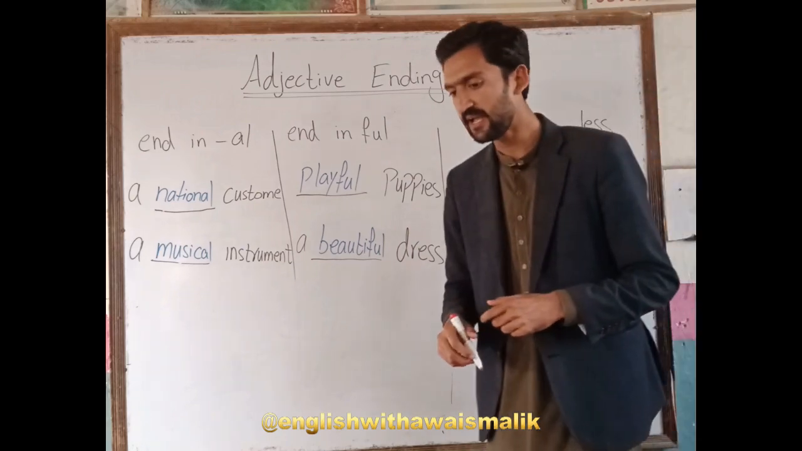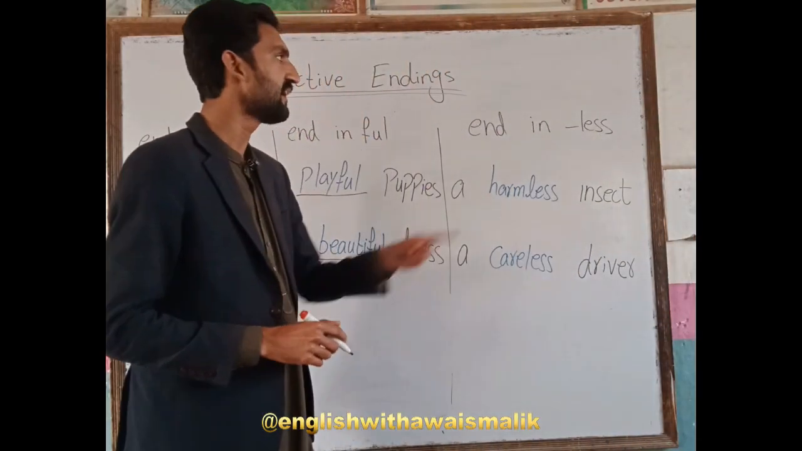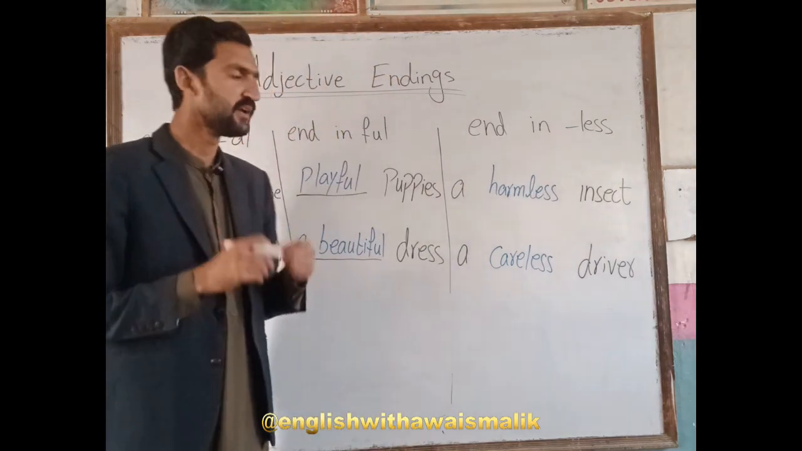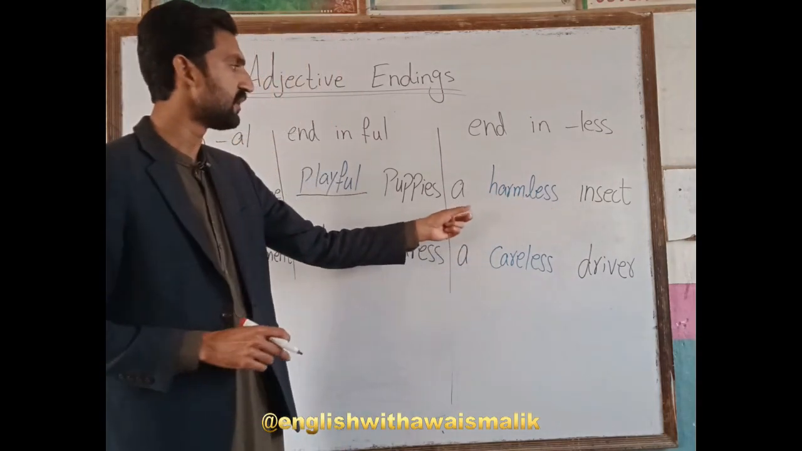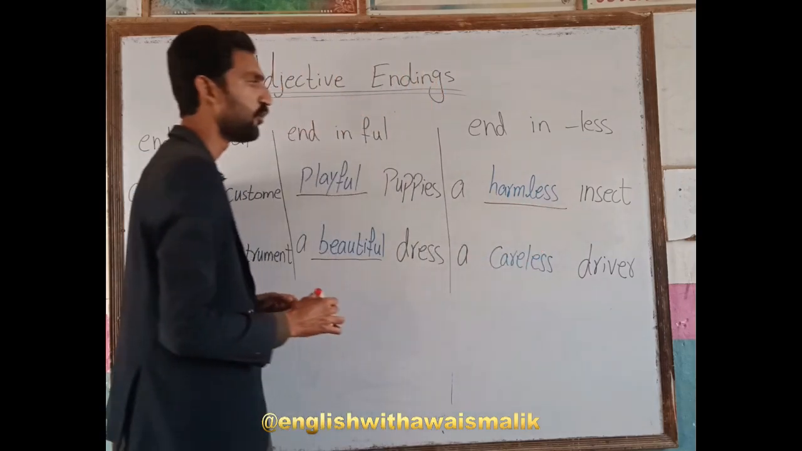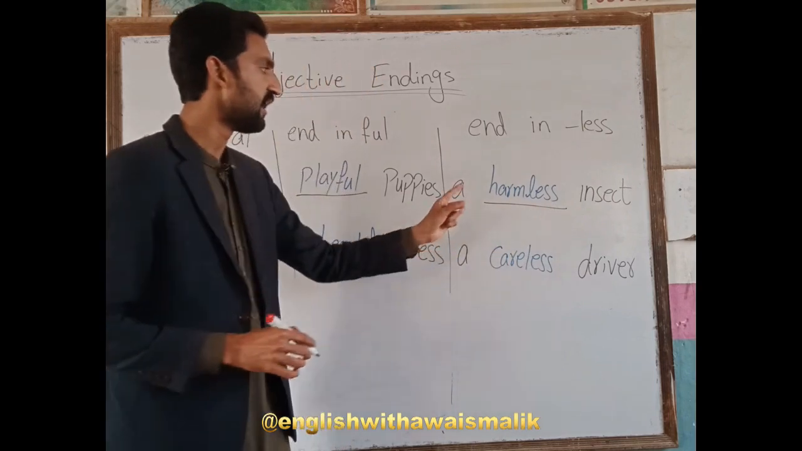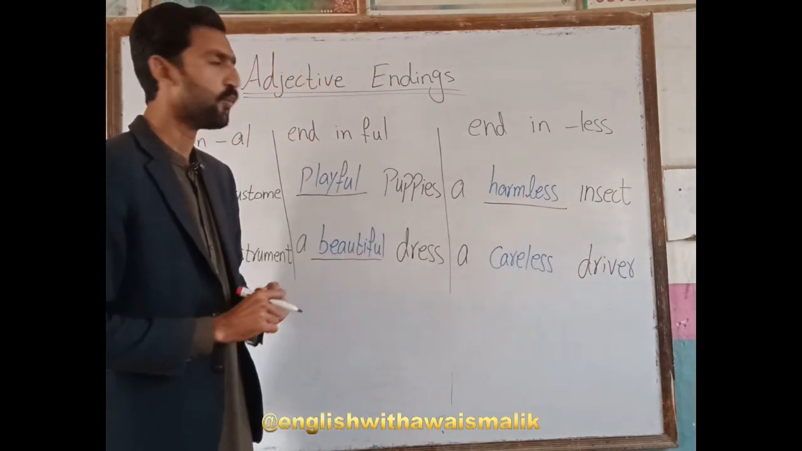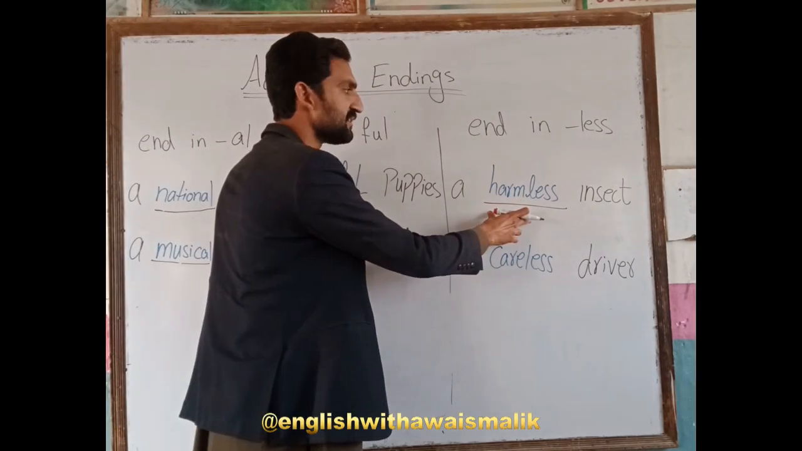We further have another ending of adjective, and we can see that it is "less". Whenever we see a different adjective, we use "less" words. For example, here we have a word like homeless insect, harmless insect. So in the harmless insect we can see that the word "less" makes an adjective.